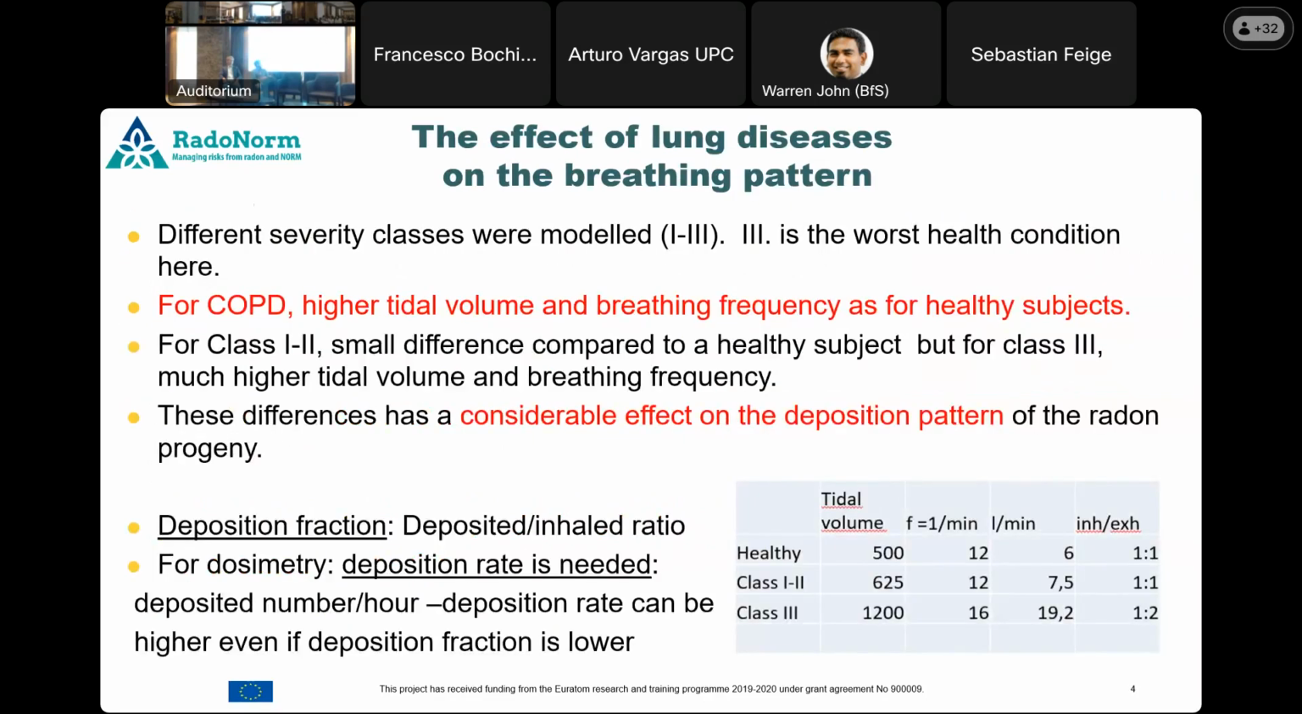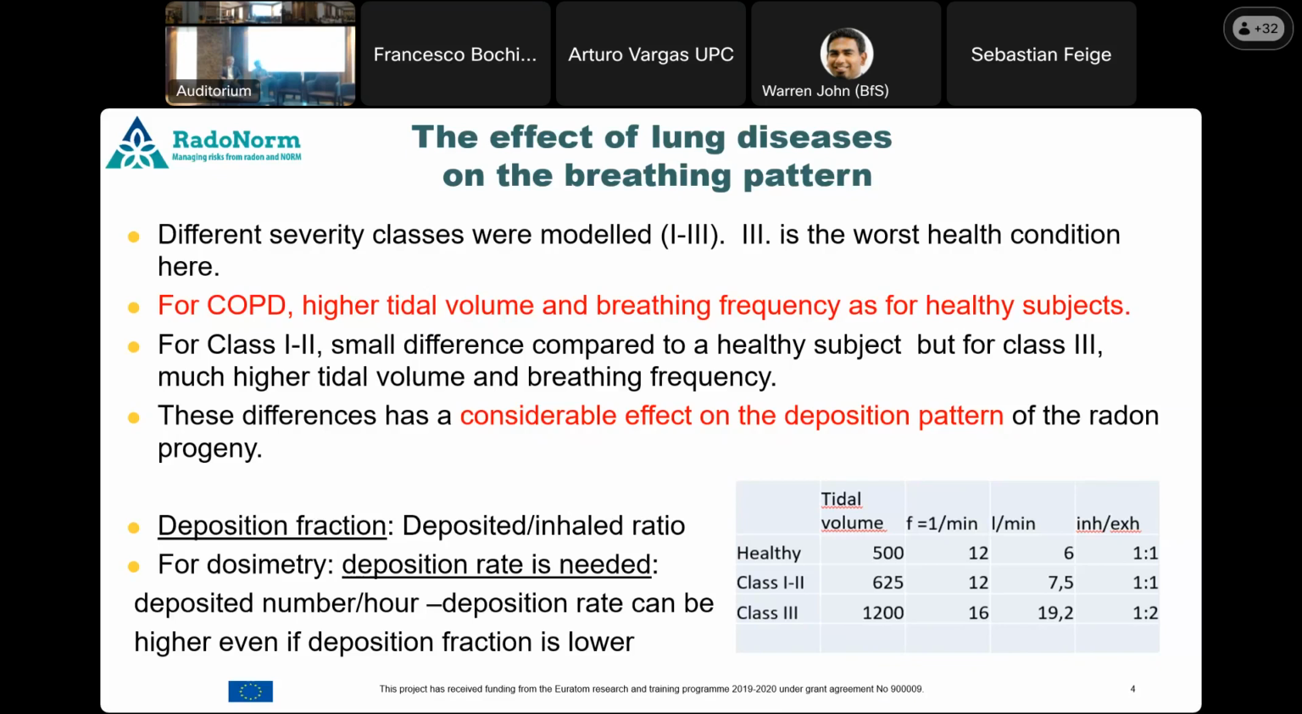Now, how does it affect the breathing pattern? This is one of the most important differences between a healthy subject and people with COPD. As you see, for healthy people the tidal volume is quite small, 500 cubic centimeters. But as the severity class gets worse and people get sicker, the tidal volume increases. For class 1 to 2, the tidal volume is more, 625 cubic centimeters, but for class 3 it's 1,200. And the frequency is also increasing. So a person with COPD inhales much more radon progeny than healthy people.